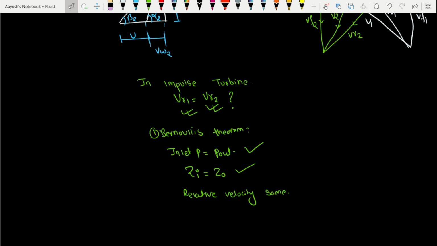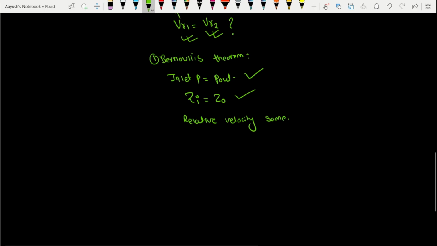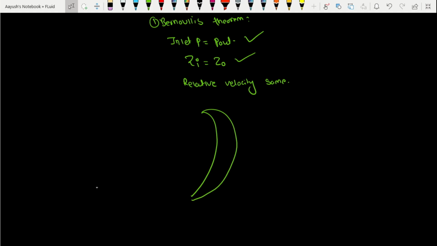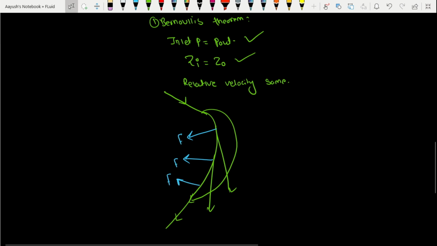One conceptual way of thinking about why Vr1 equals Vr2 is like this. Take the rotating blade: the fluid enters tangentially and leaves tangentially, always being tangential to the surface. At any point it is tangential, so you have to notice that the force is always perpendicular. At any point the force is always perpendicular, so the force does not do any work on the steam. So the inlet relative velocity equals the outlet relative velocity.